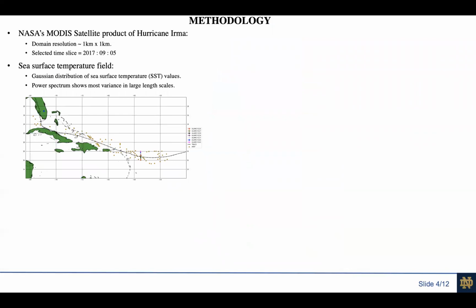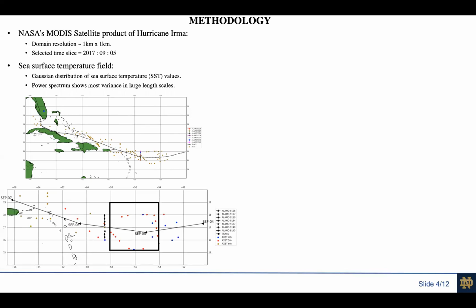The initial SST field, as shown in the previous slide, is taken from the NASA satellite product, which has a horizontal resolution of about 1 kilometer. The time period selected is indicative of the period of rapid intensification of Hurricane Irma in 2017. The domain was selected to show when Hurricane Irma passed through a spatial domain of roughly 400 kilometers by 400 kilometers during rapid intensification.